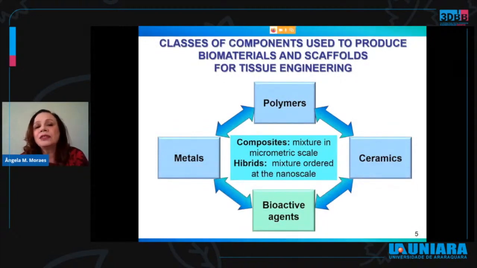And we can use different classes of components to produce biomaterials and scaffolds as a whole for tissue engineering, such as metals, polymers, ceramic materials, bioactive agents, for instance, to improve their performance. Sometimes we even have to have mixtures of these compounds, such as in composites or hybrids, which are mixed respectively in a micrometric scale and at the nanoscale. Sometimes we have to produce layered materials with these components to attain products that will meet our goals.